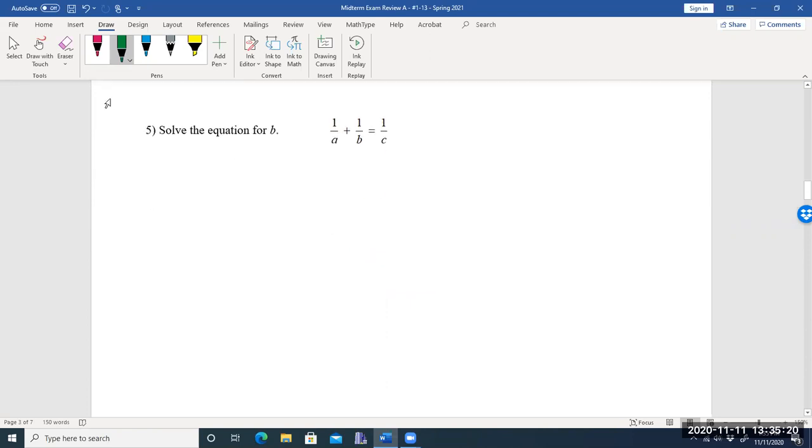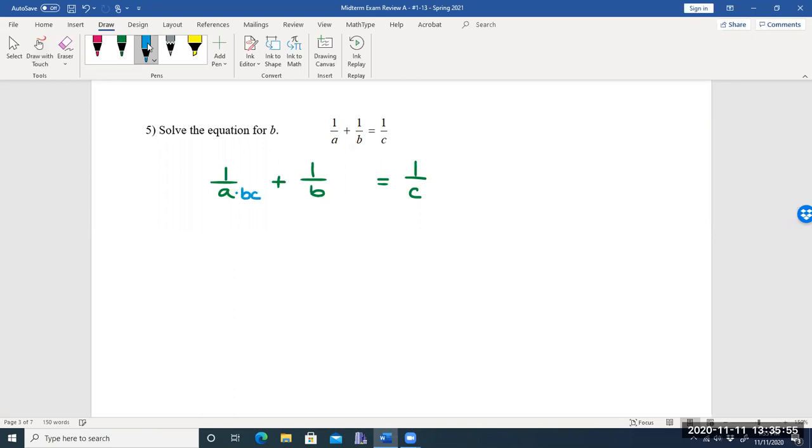Okay, number 5. So for number 5, we want to solve for b. And the first thing I'm going to do is clear the fractions. So let me space it out again. One thing we can do, if we have an equation, it doesn't work unless we have an equation, but if we have an equation, if we get a common denominator, then we can get rid of that common denominator. We can do that because we're going to multiply both sides of the equation by that least common denominator.